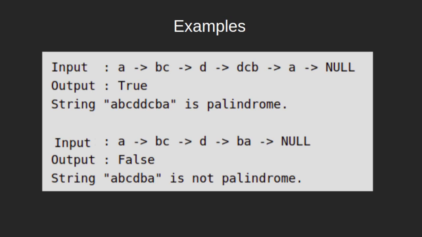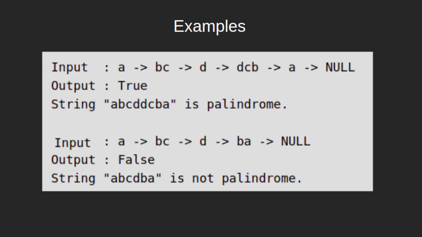In the first example, we are given a linked list A, BC, D, DCB, A, null. Data extracted from this linked list will form the string A, B, C, D, D, C, B, A, which is palindromic since it reads the same from both the front and back side. So the output will be true. Note that here the linked list is not palindromic, but the data in the linked list is palindromic. So it is important to note that checking the linked list as palindromic and checking the data in the linked list as palindromic are both different, as we have seen in this example.